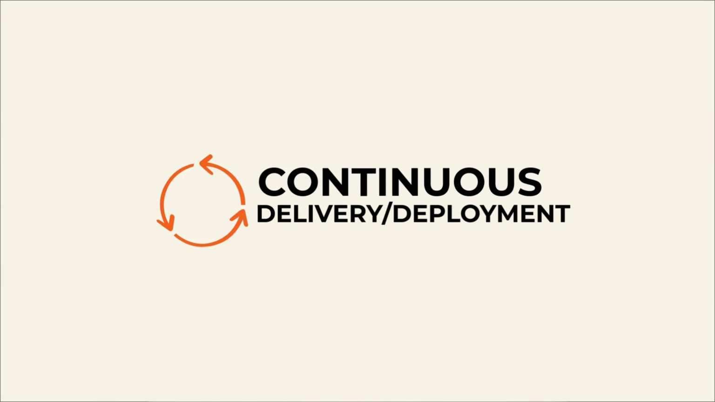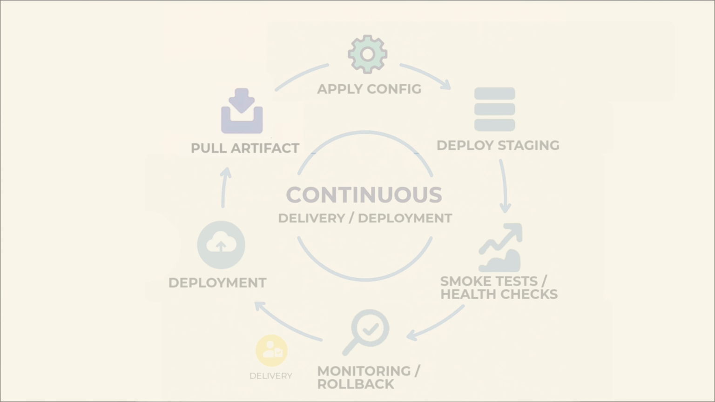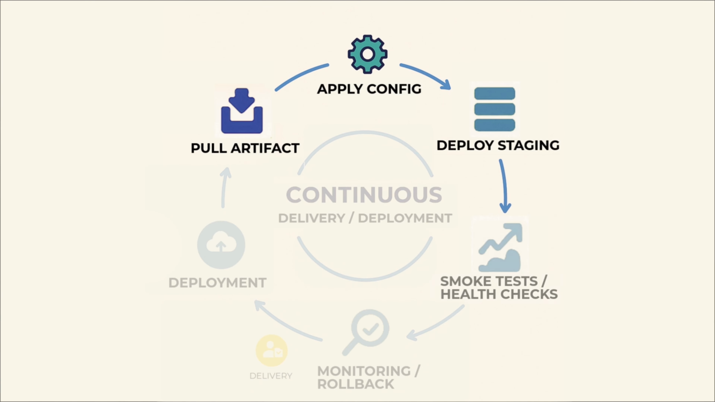Next, the CD pipeline takes over. It automatically pulls that artifact from the repository, applies configuration settings like environment variables and secrets, and deploys the app to a staging environment. From there, automated smoke tests or health checks make sure everything is working as expected. If something's wrong, the system can stop the deployment and roll back to a previous version.